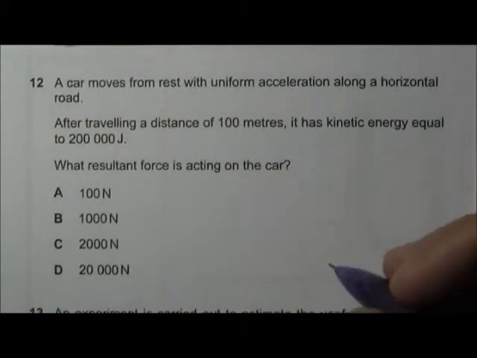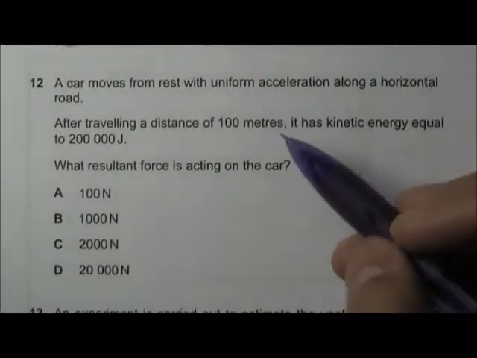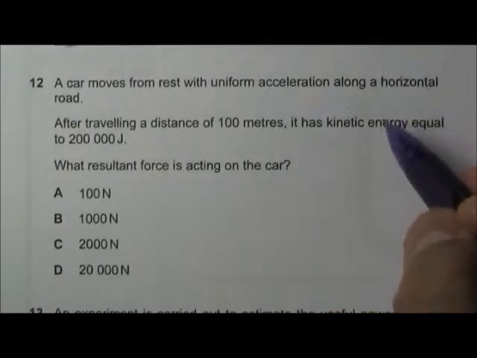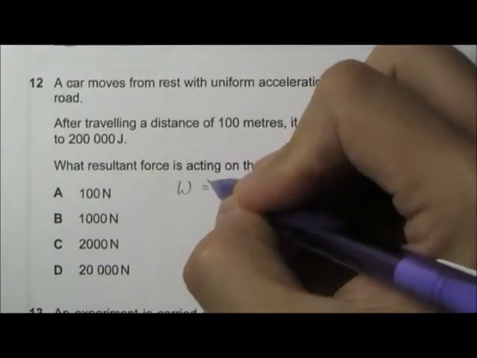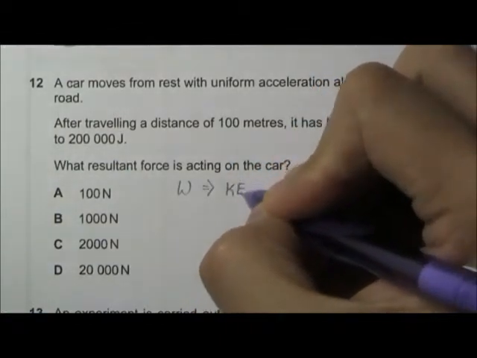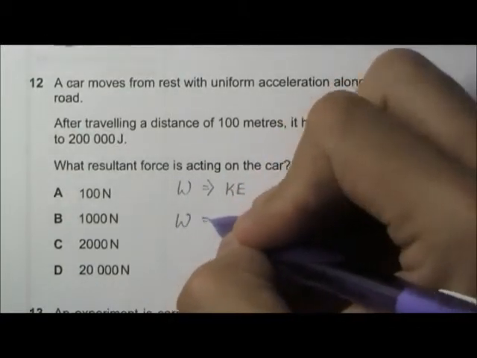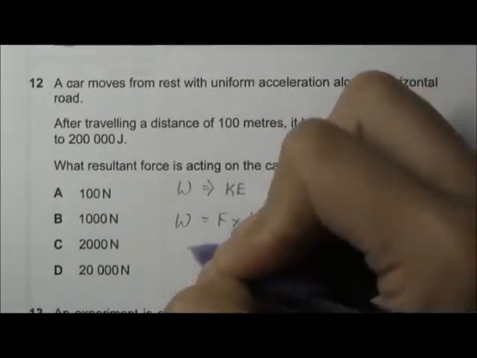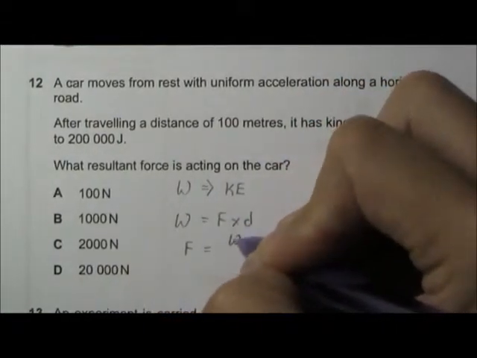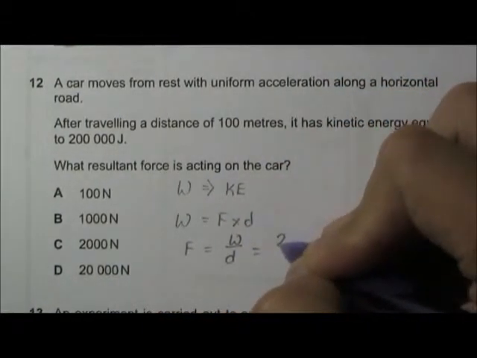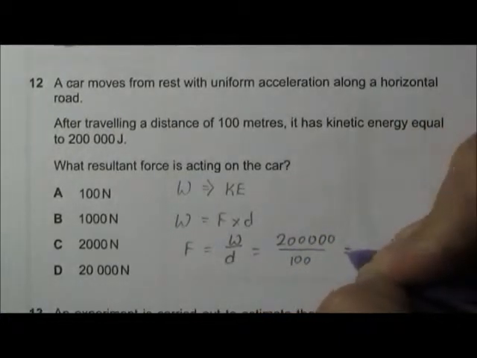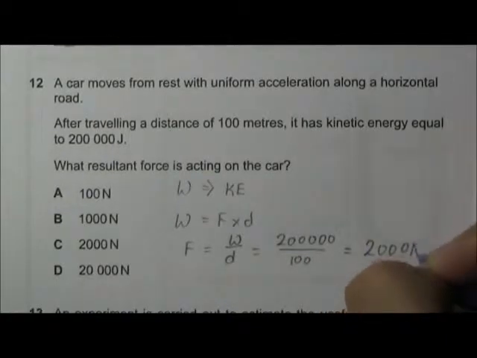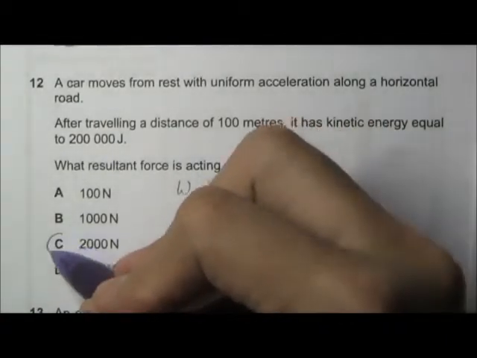Okay, for this question, we have the distance moved by the car and the kinetic energy is given. So we just need to establish that the work done in this case is actually converted to kinetic energy. So we can use the formula, work done is equal to force times distance, and force is equal to work done divided by distance. This will give us 200,000 joules divided by 100, and that will give us the answer as 2000 Newton. Answer will be C.